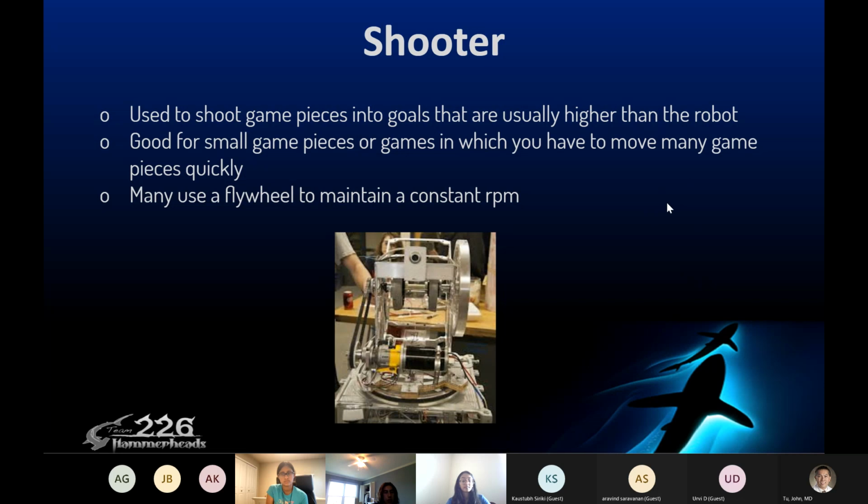So shooters, it really depends on the game, but yeah, like our last game we used a shooter because we had to move a lot of those small yellow balls very fast into different targets.